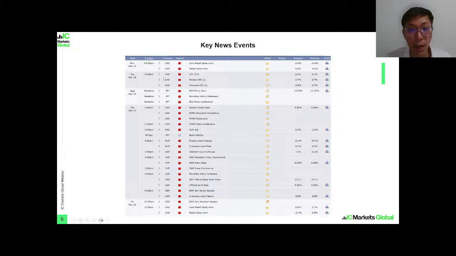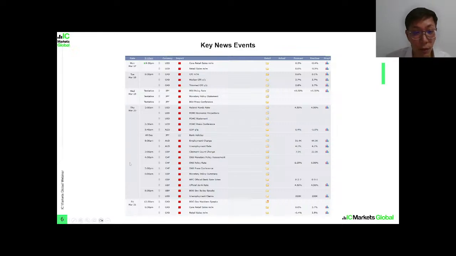For Tuesday, we have CAD CPI. Usually CPI news will be more volatile, so please be aware for pairs such as USD CAD, CAD CHF, etc. For Wednesday, we have tentative JPY news. So we will have to watch out for pairs like USD JPY, GBP JPY, and Euro JPY. These are the majors and minors that you have to watch out for because they are the more volatile pairs.